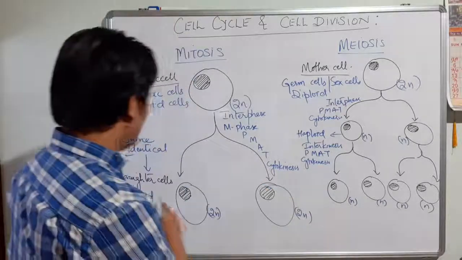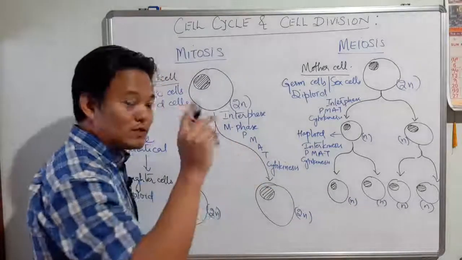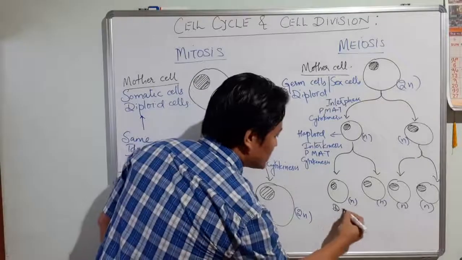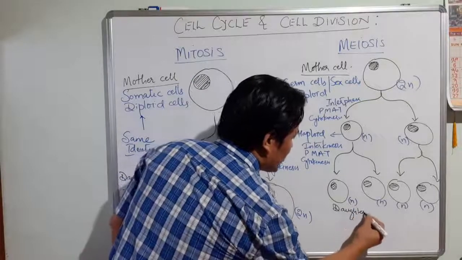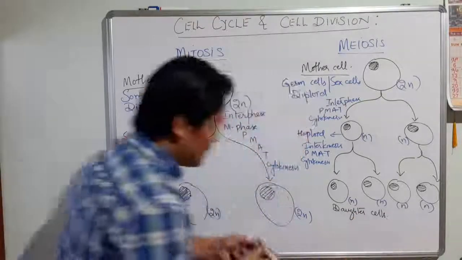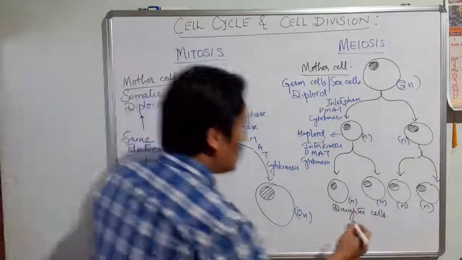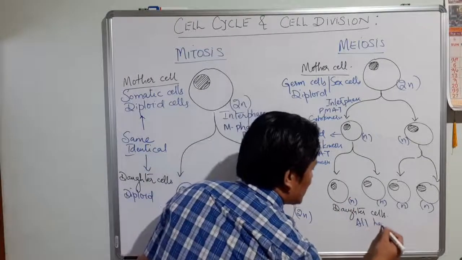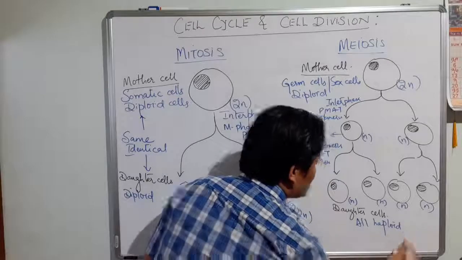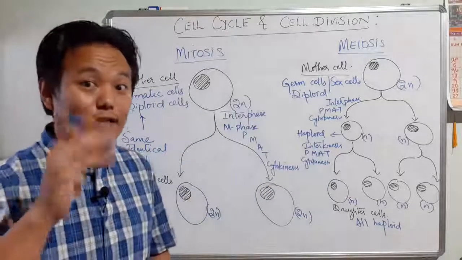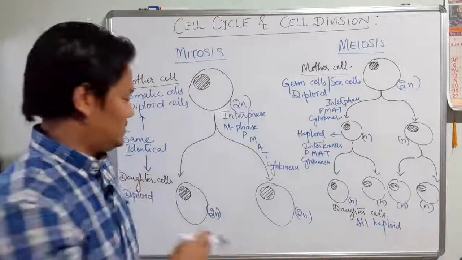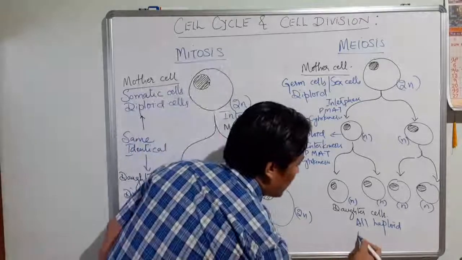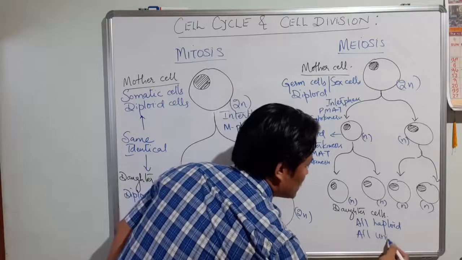It results in the formation of the daughter cells. The final daughter cells, they are all haploid, and there is one important difference. They are all unique.